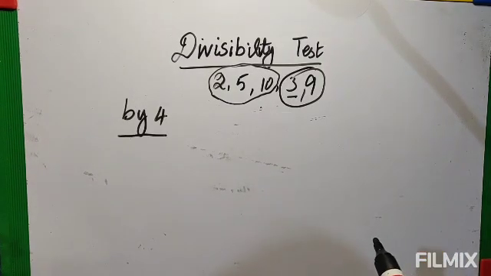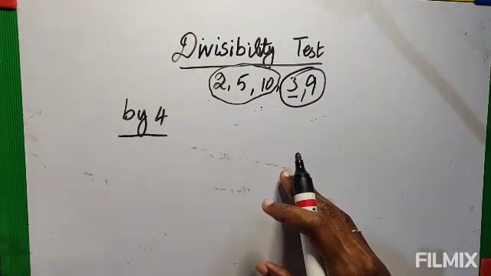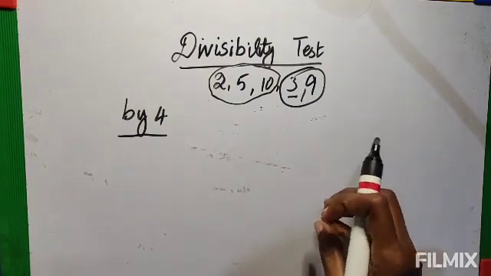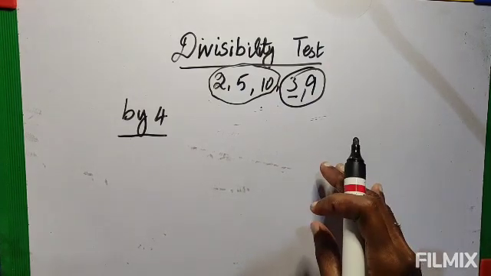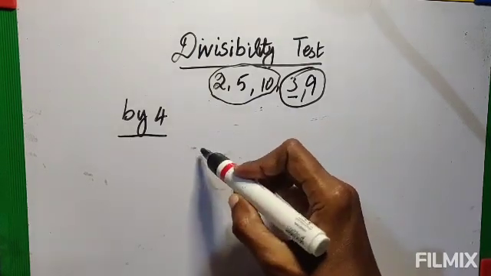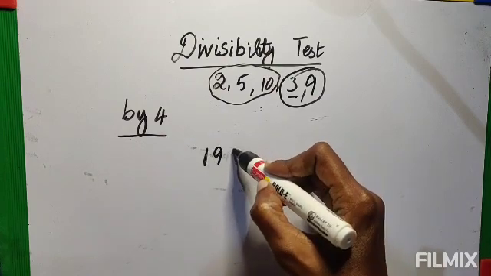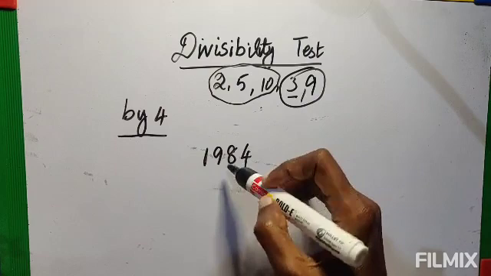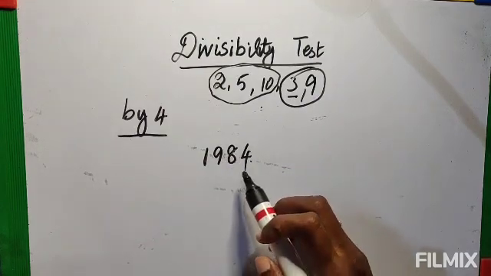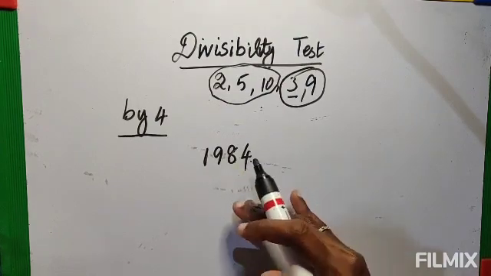Now the divisibility test by 4. For the divisibility test by 4, you check only the last two digits on the right side. Let me give an example now. 1984. From the right side I told you to take the last 2 digits.